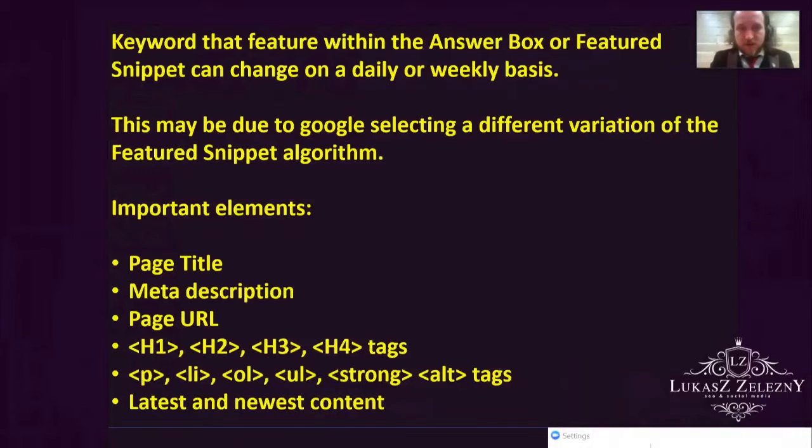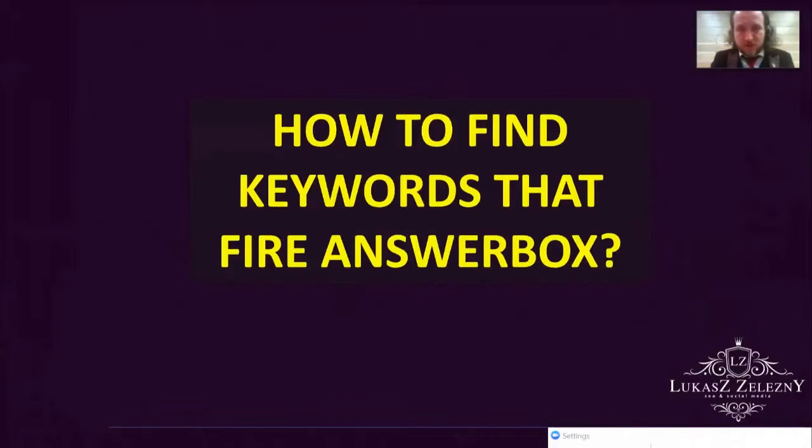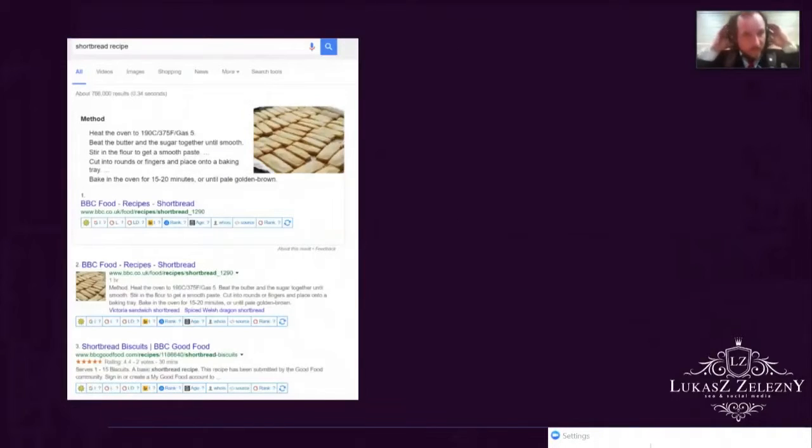And now I just wanted to go into a little more detail on how I'm finding these keywords. So think about this: how to find keywords that fire an answer box. We have the keyword shortbread recipe. It's not a question, despite the fact that I call this an answer box, but it still fires an answer box or featured snippet. You can see BBC UK food, shortbread recipe. And below there is also a result from BBC, same page, but obviously this is a normal organic result.